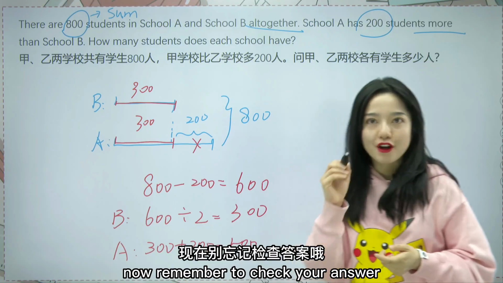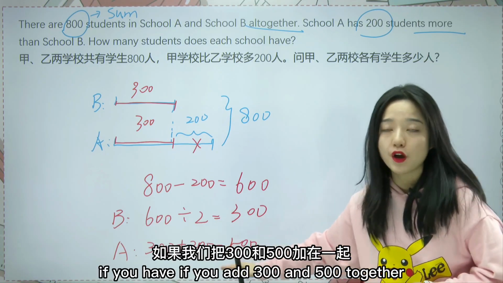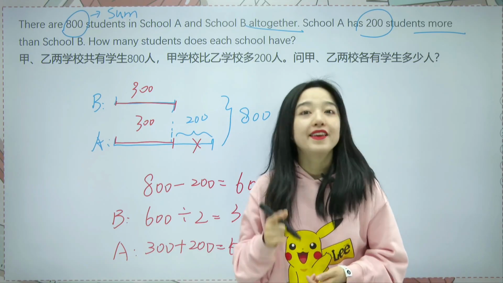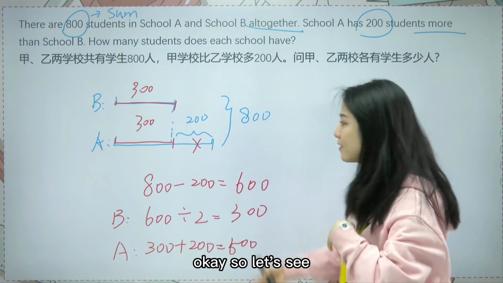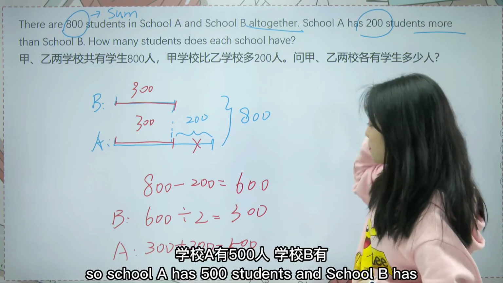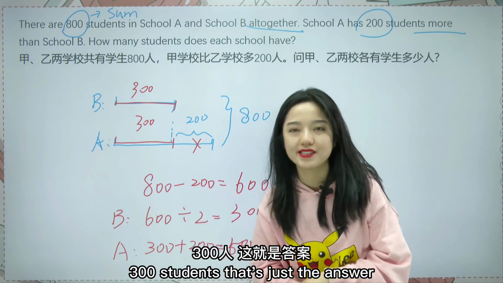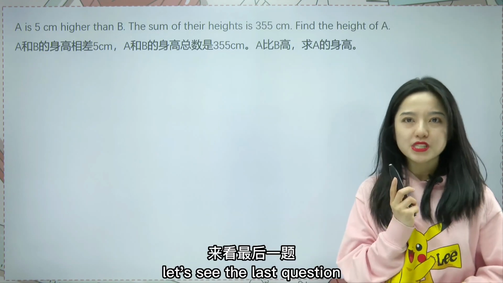Now remember to check your answer. If you add 300 and 500 together, can you get 800 as a sum? Yes, we can. That means we got the correct answer. So school A has 500 students and school B has 300 students. That's just the answer. Remember to check it. Let's see the last question.